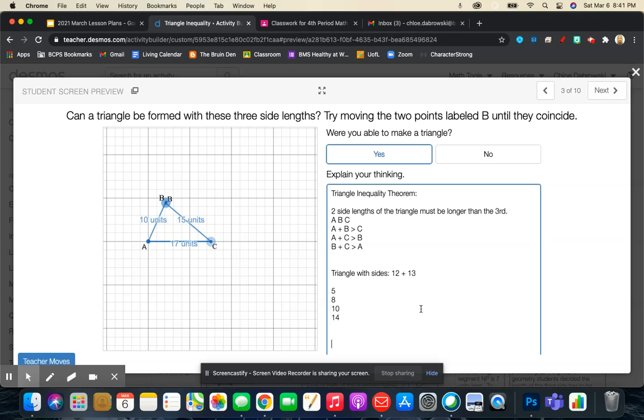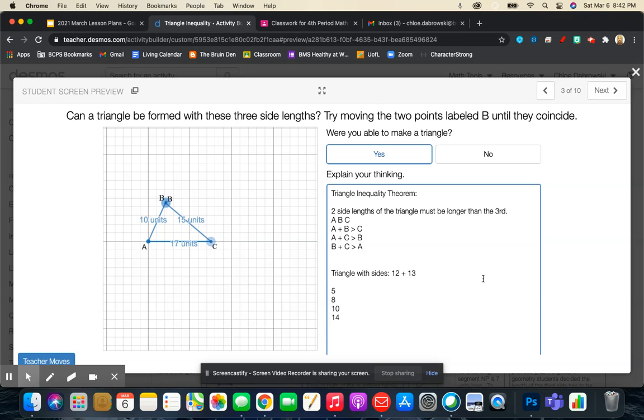And if you're given that situation, really all you have to do is test it out. So 12 plus 5, is that larger than 13? True. Is 12 plus 13 larger than 5? True. Is 13 plus 5 greater than 12? True. So actually, if 5 works, the rest of them will also work as well. Once you find your minimum amount, then everything else is good to go.